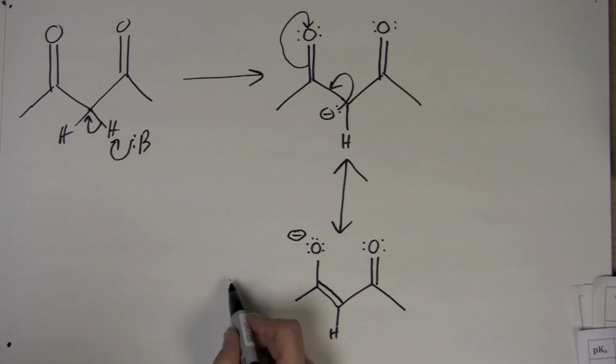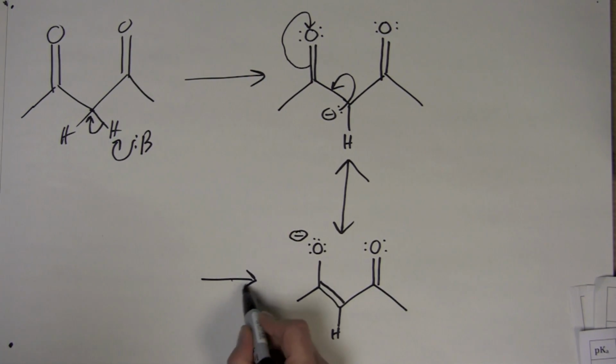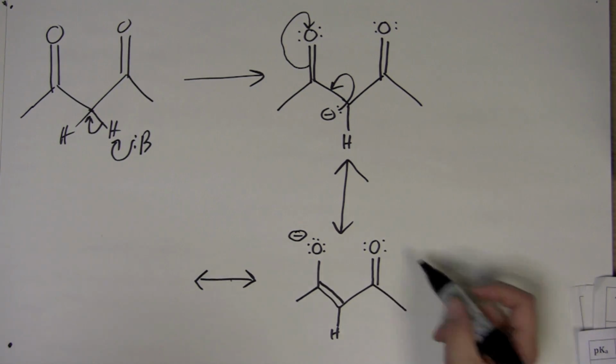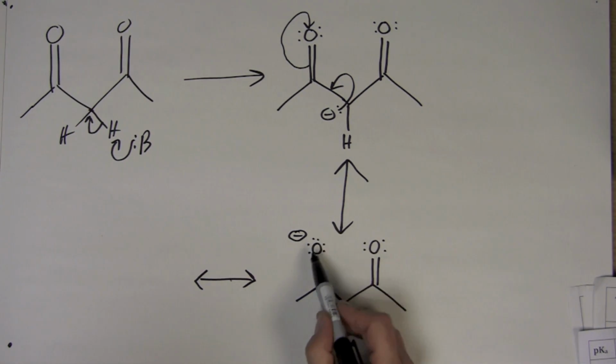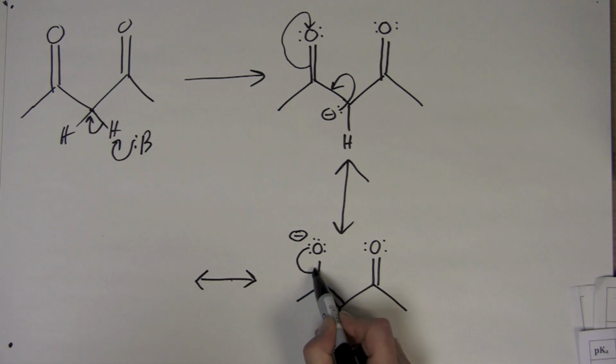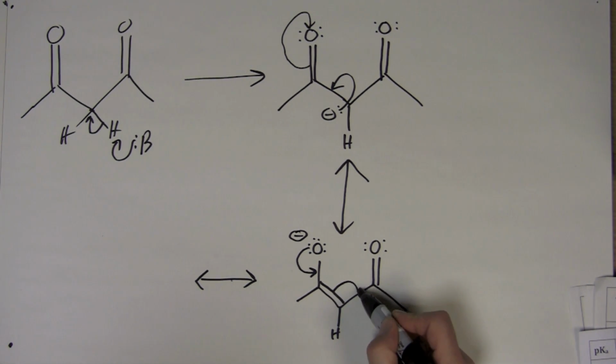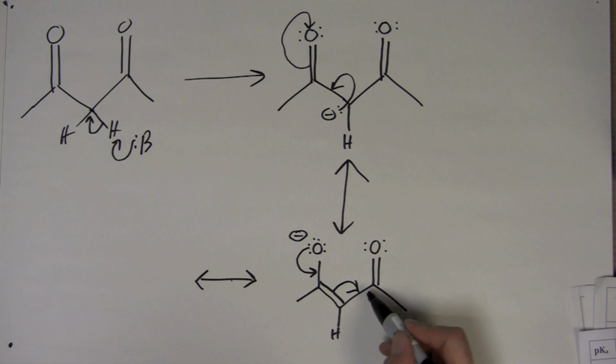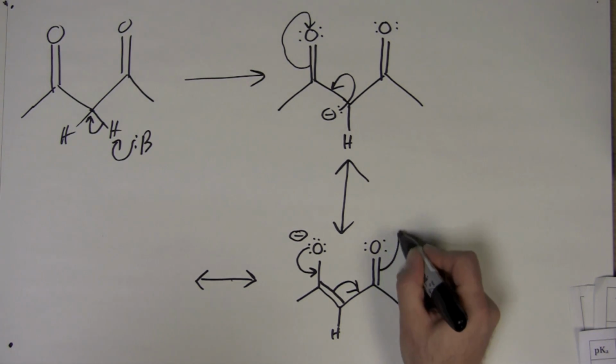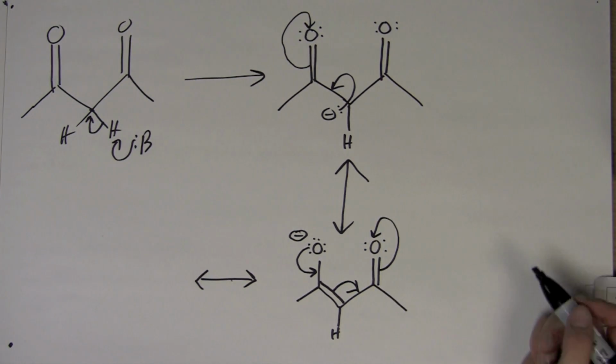And there is one more resonance structure. Double-headed arrow. A pair of lone electrons from the oxygen can move back into this bond, forcing a pair of electrons from the double bond into this bond, and from this double bond up to the oxygen atom.